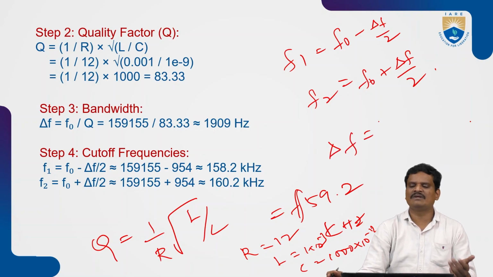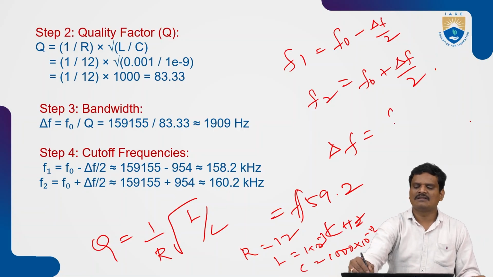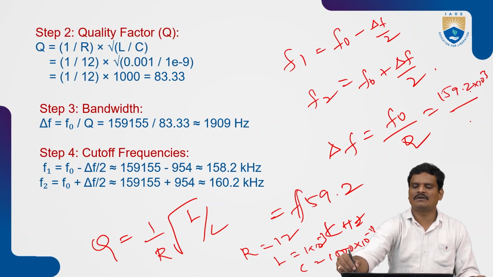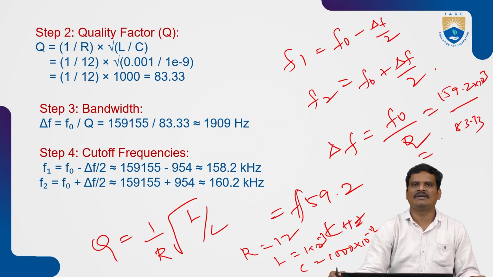F0 is already mentioned in the question, that is nothing but the resonant frequency offered by that particular circuit. You don't know the value of delta F. The formula to calculate delta F is F0 by Q. You know the value of F0, that is resonant frequency, and you know the value of Q: 159.2 into 10 to the power of 3 by 83.33. You will get the value of delta F.